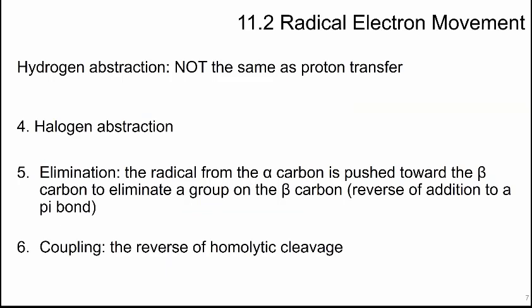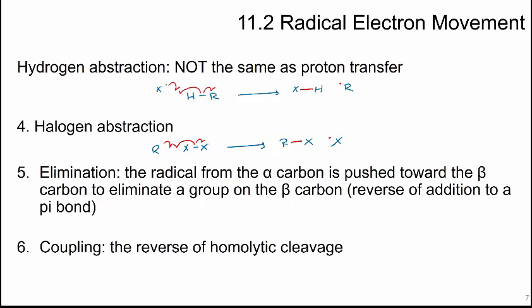We can have hydrogen abstraction, which is not the same as a proton transfer. One radical comes here. One of these radicals comes from the H-R bond, and that goes there. So we form a new bond with H and X, and then the R gets the radical. So that is a hydrogen abstraction. We can have a halogen abstraction. One electron, new bond between R and X, and then we get an X radical.